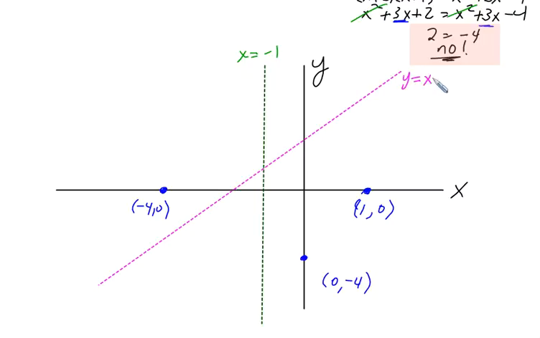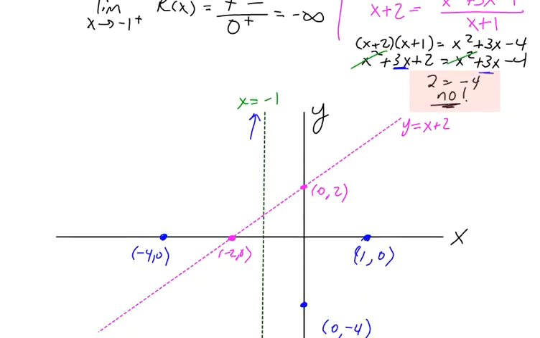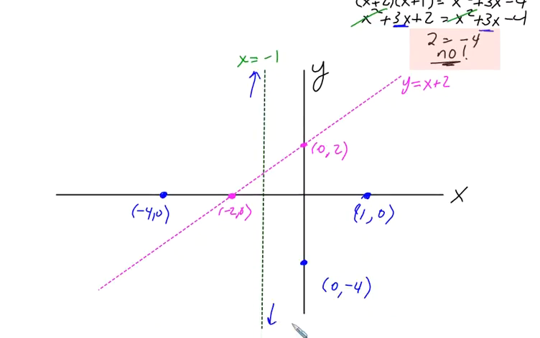Y equals x plus 2 is going to go through the point 0, 2, that's its y-intercept, and it's going to go through the point -2, 0. So make sure you've got things in the right location. It doesn't ever cross its slant asymptote, and it doesn't ever cross its vertical asymptote. So now it's just a matter of drawing this function once we put the vertical asymptote behavior on our graph. -1 from the left goes to +infinity, and -1 from the right goes to -infinity.